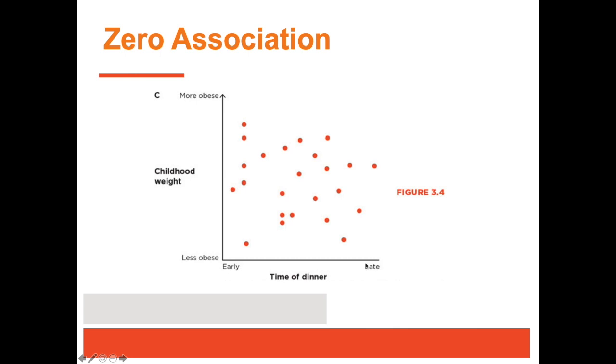Now, zero association is where as one increases, the other one doesn't go in a direction at all. So time of dinner and childhood weight, that's really just flat. There's no direction. That's not this or this.